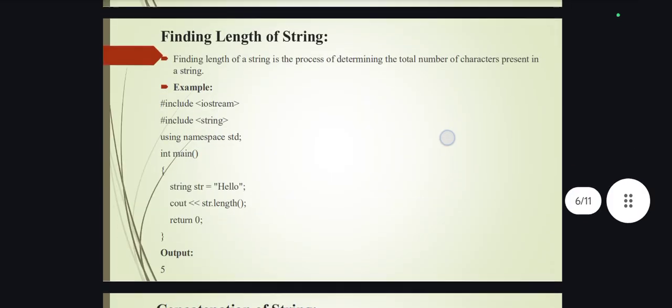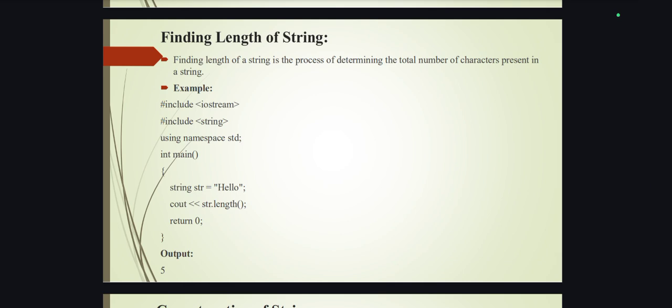And the next one is finding length of string. Finding the length of a string is a process of determining the total number of characters present in a string. So in this example, the program includes header files such as #include <iostream> and #include <string> to use input-output operations and the string data type. Inside the main function, the string str is initialized with the value hello. The statement cout << str.length() is used to find and display the number of characters in the string. Since the word hello contains 5 characters, the output of the program is 5.